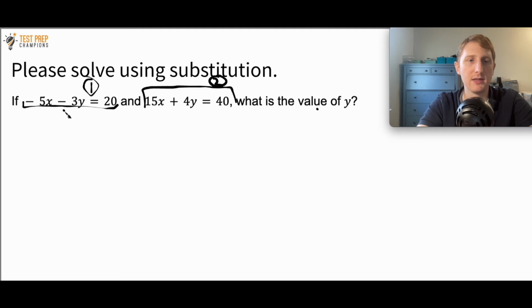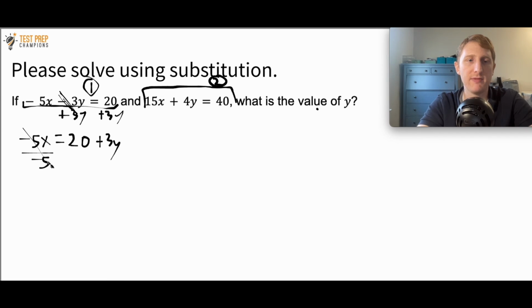So to do that, when I say solve for x, what I mean is that I want to get the x by itself on one side of the equation. So the first thing I'm going to do here is add 3y to both sides. So why am I adding 3y to both sides? Well, because this minus 3y will cancel out on the left side. So when I rewrite it, I'll have negative 5x equals 20 plus 3y. So now I can divide by negative 5 on both sides.